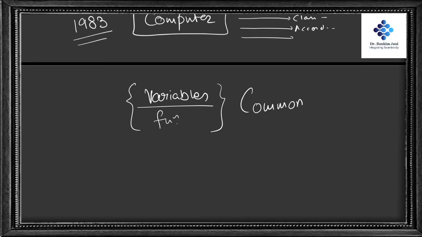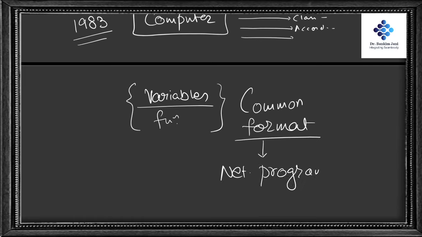then even today, though the ports have changed, they have become USB, and Thunderbolt ports, Thunderbolt 1, 2, 3, the basic concept remains the same. In the same way, if there is a common format for these variables and functions, then it is very much possible to do network programmability. Network programming becomes easy.